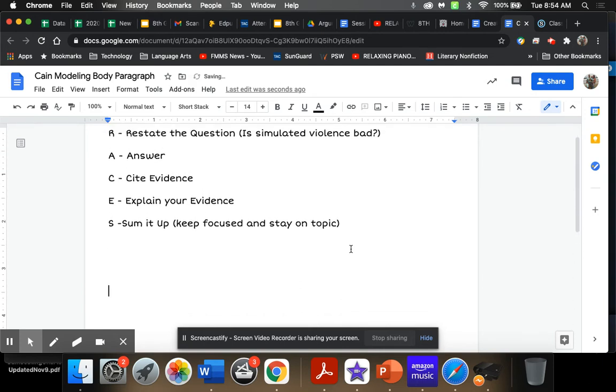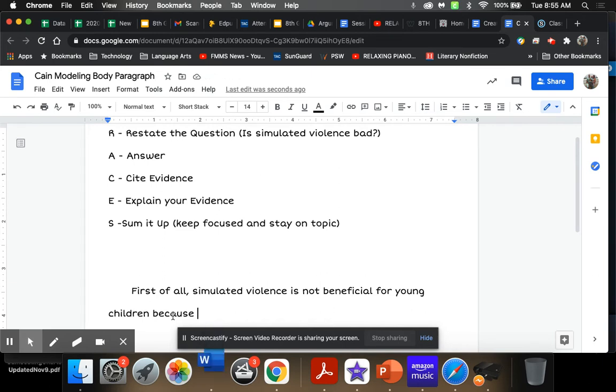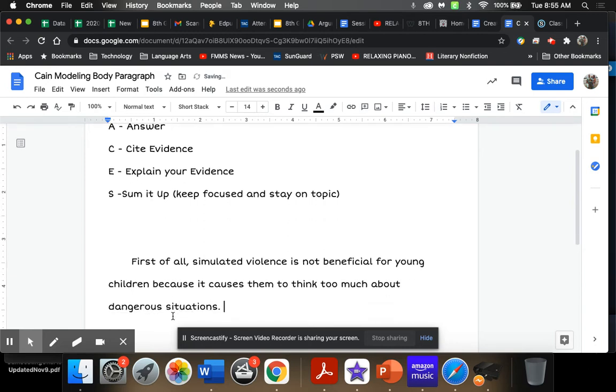Okay, so I'm going to start with a transition word. So I would say, first of all, you do not need to write this down, but don't forget, maybe you jot a note: I needed to use transitions. First of all, simulated violence is not beneficial for kids. We'll say young children because, so there's my R: simulated violence is not beneficial for children because, and my A is, we'll go with it causes them to think too much about dangerous situations. Okay, there's my A. So here's my R.